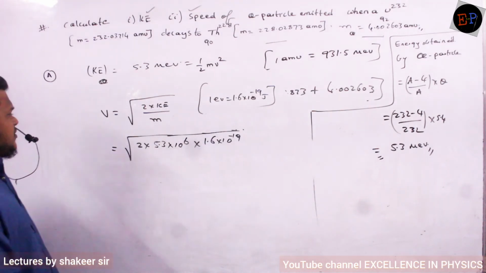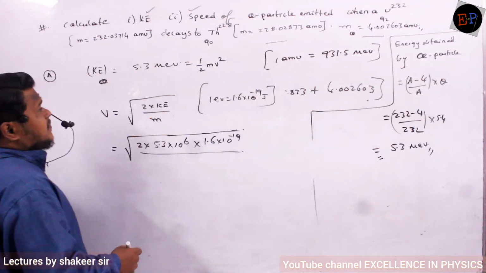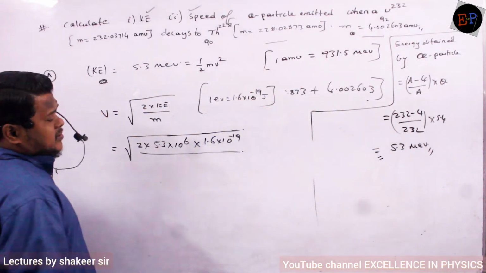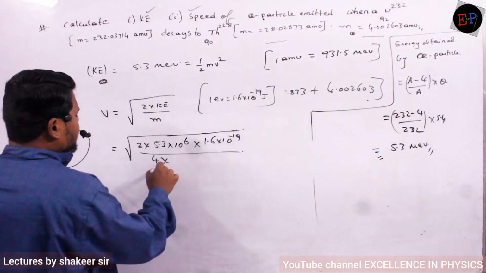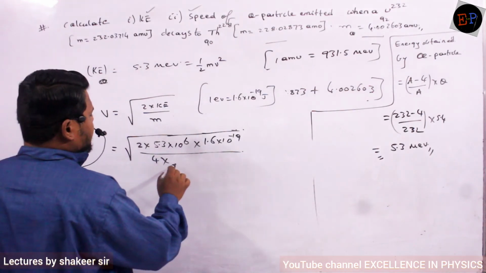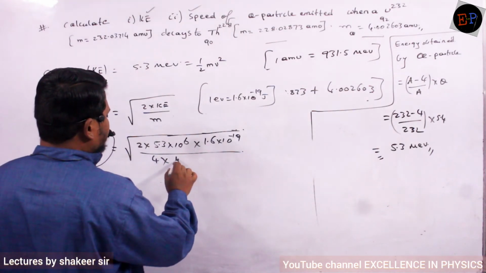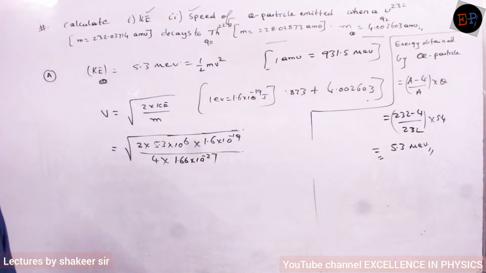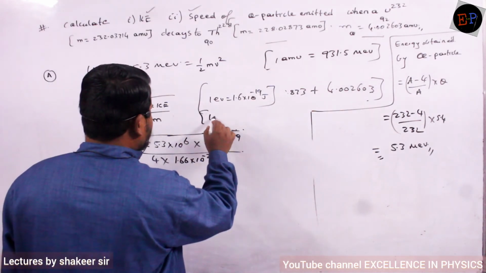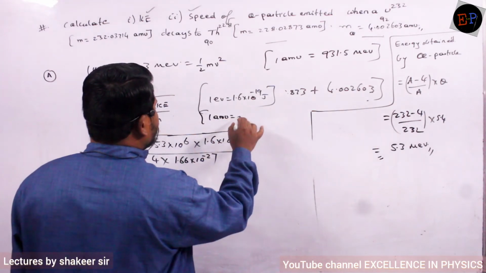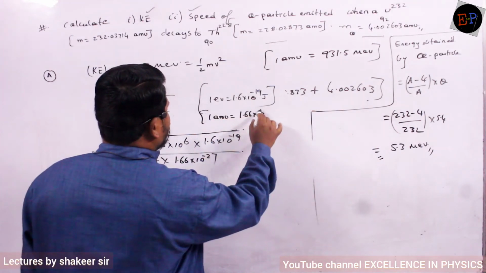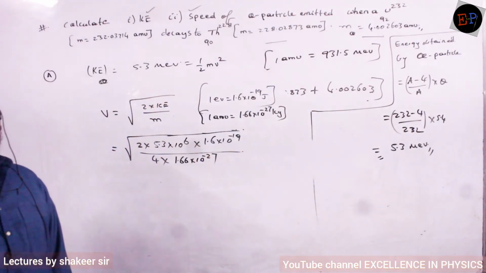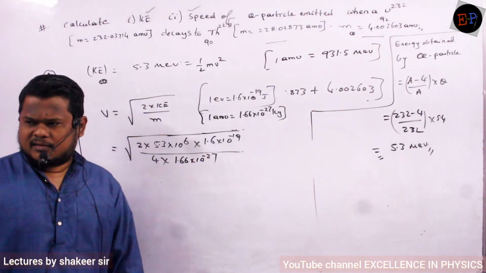Clear, no? So divided by the mass of the alpha particle. The mass of the alpha particle is already given, nearly 4 AMU. So 4 into 1 AMU, which is again how much? 1 AMU is equal to 1.66 into 10 power minus 27 kg. That's all, no? So that value also I am writing here. All the values I have substituted in the SI system.